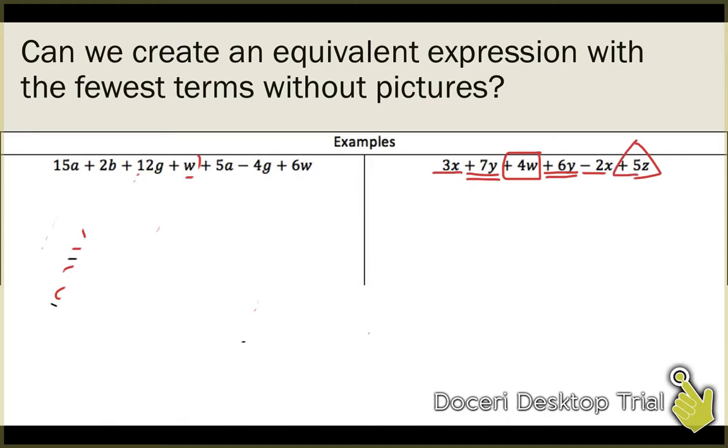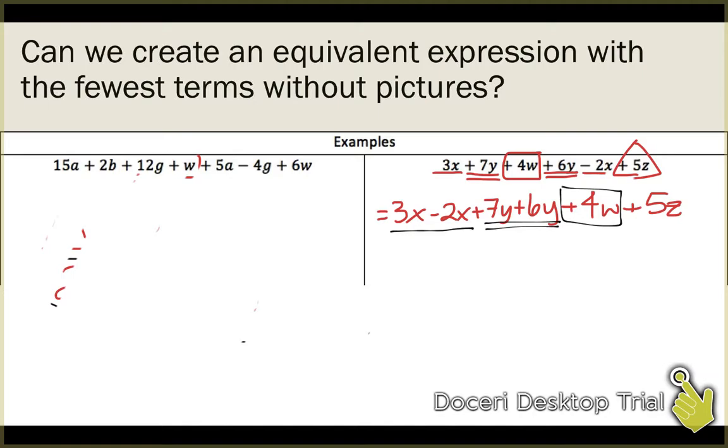Okay, now if I rewrite them and I put them with like terms, I have 3x minus 2x plus 7y plus 6y plus 4w and 5z. Underline the x's 1 time, the y's 2 times, the w I put a square around, and then the z I put a triangle around.